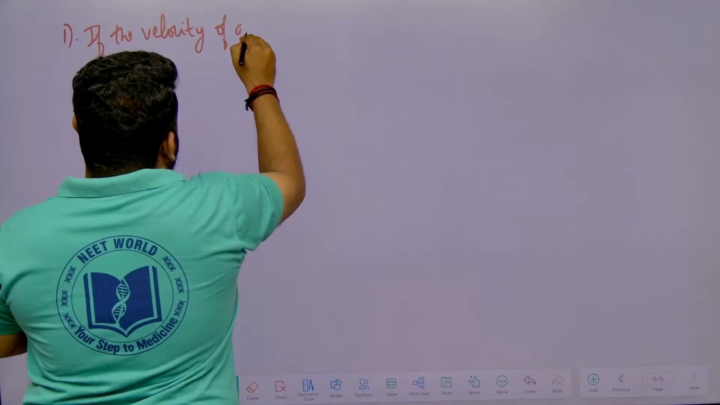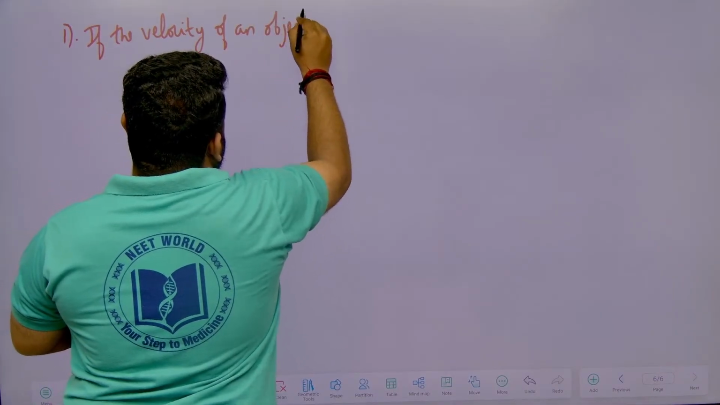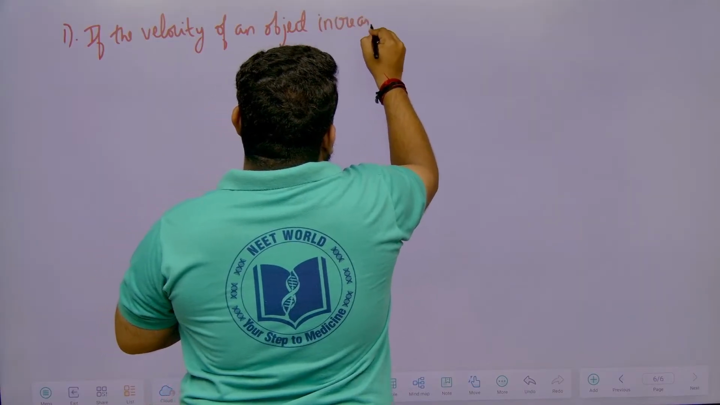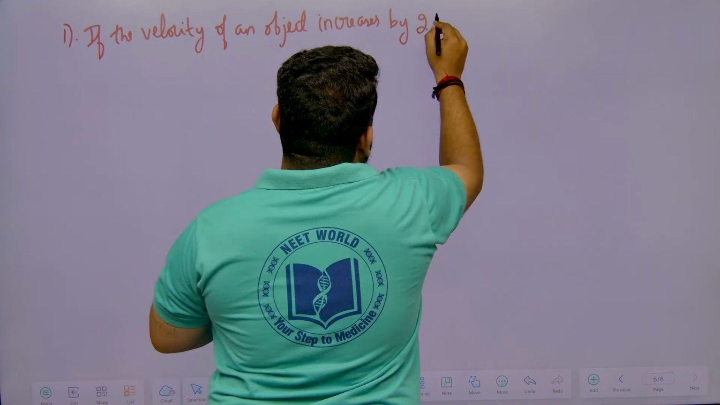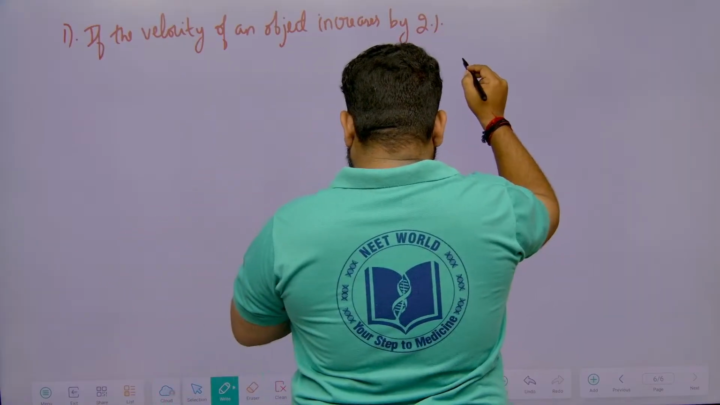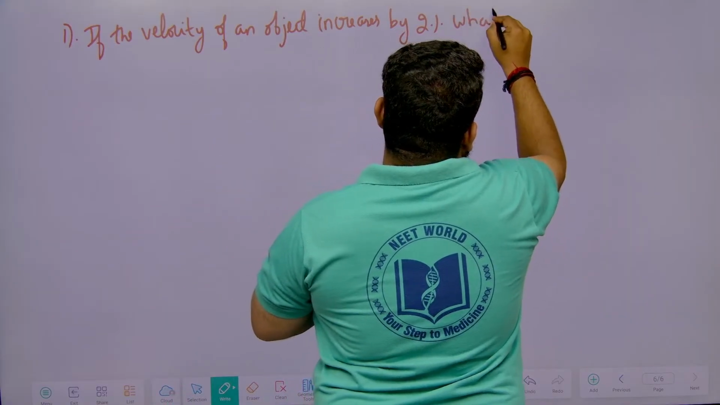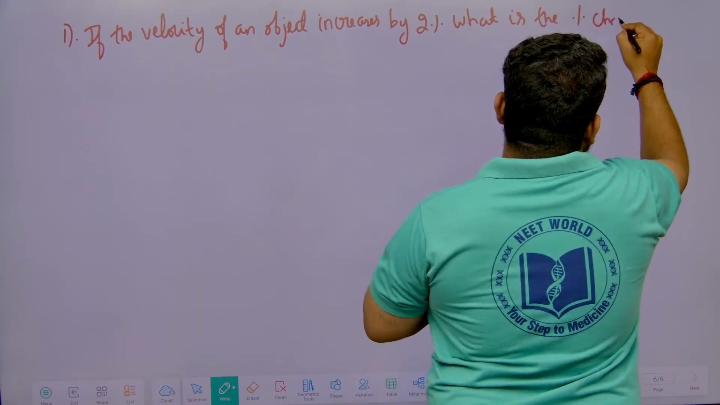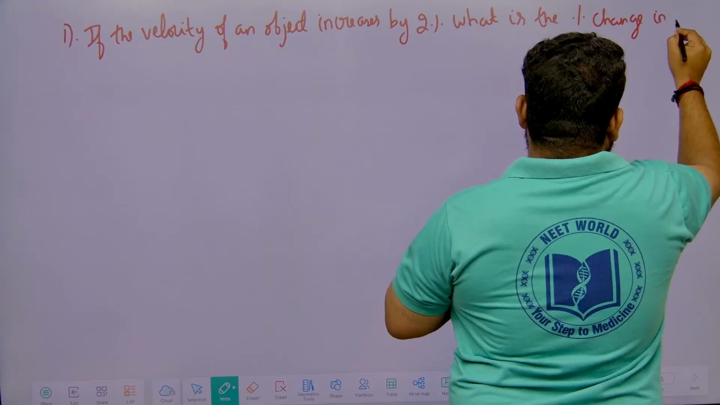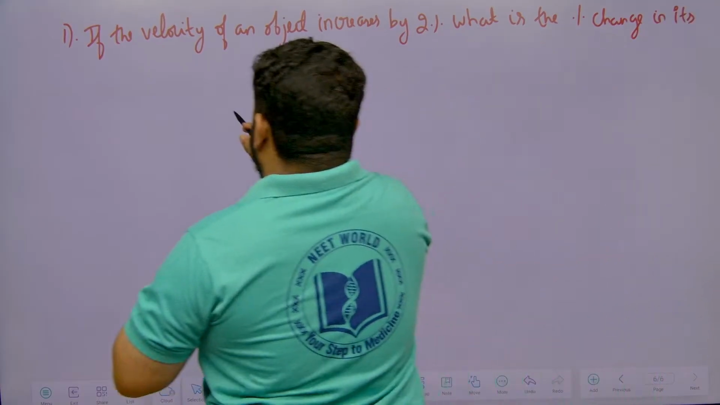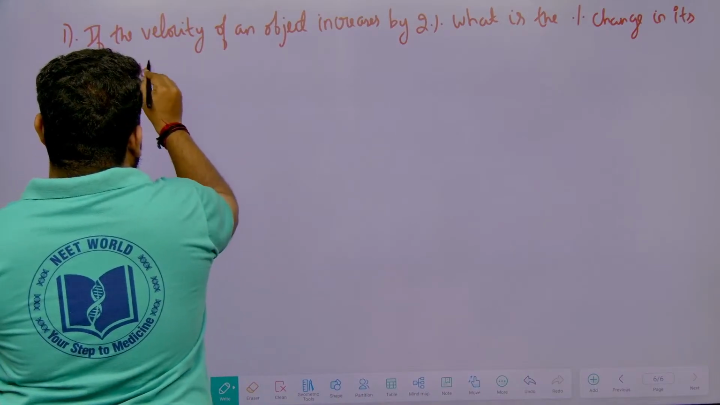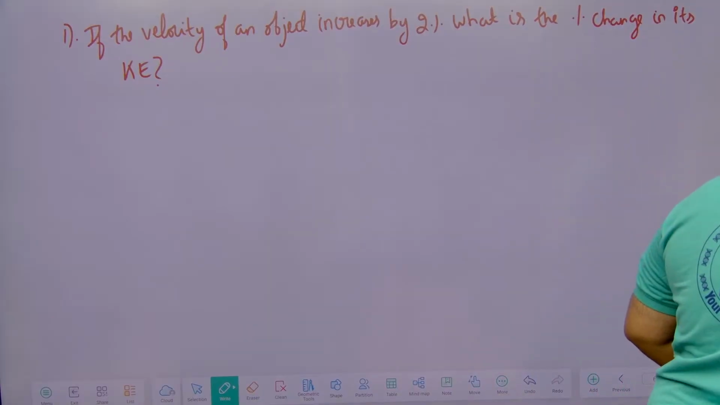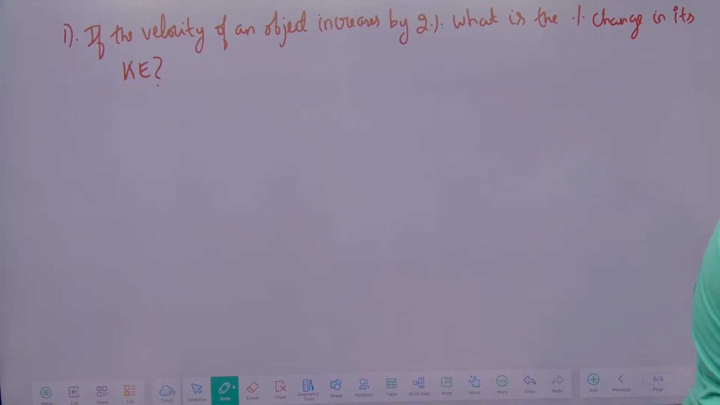If the velocity of an object increases by 2%, what is the percentage change in its kinetic energy? What is the percentage change in its kinetic energy? This is the question we are having.